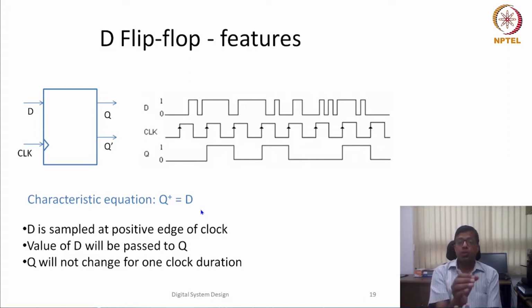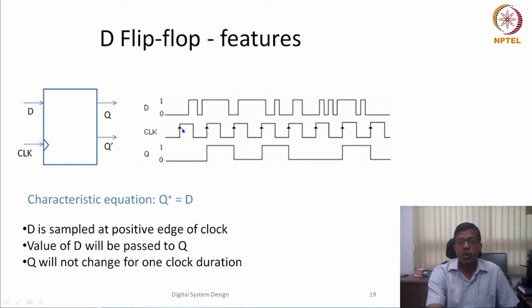So two important things. One, D would be passed to Q plus or the output only at the positive edge of the clock. The second thing, my output will not change during the rest of the clock period. So to understand this, let's take an example. So let's say this is my clock signal, and to represent that this flip flop is positive edge triggered, I have put an additional arrow. So this additional arrow signifies that at this moment of time, whatever is the D, that will become Q.